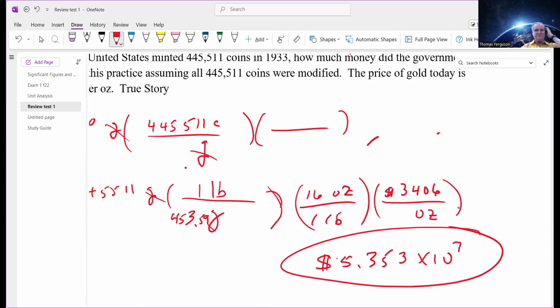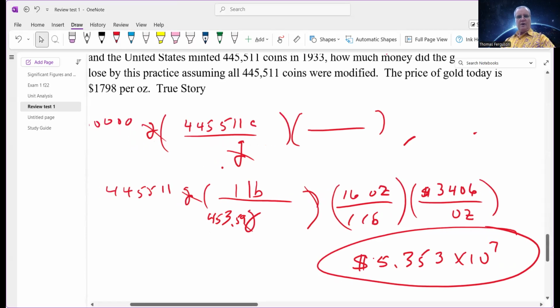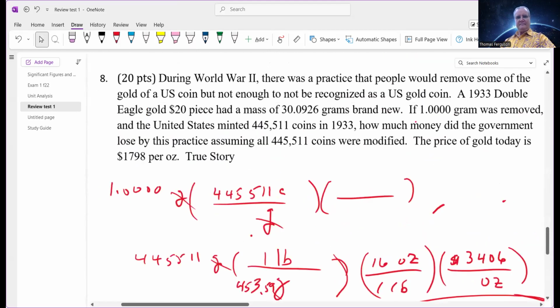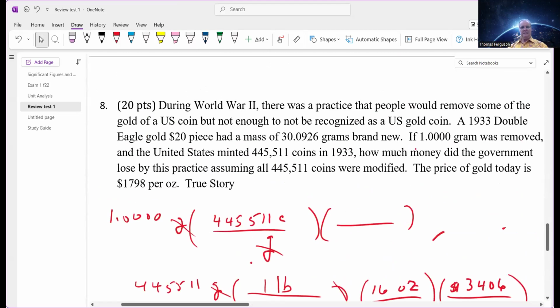The biggest thing that people missed in this problem is they started off with the wrong given, because they assumed that all the gold was consumed, instead of just a little bit.